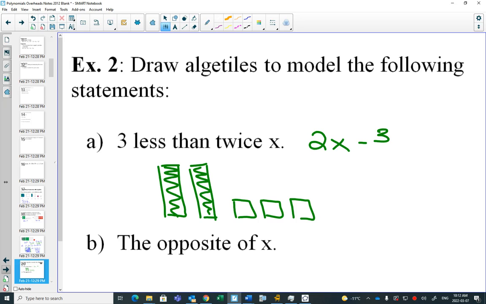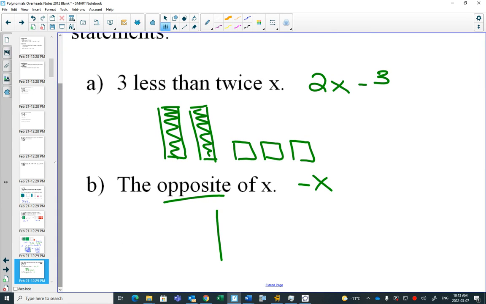Okay. On these ones, I think the red ones are negative, so there's no fundamental difference, all the Algetiles have the same kind of look. The opposite, we had that word on our first test. Opposite means put a negative in front of it. So the opposite of x is just negative x. How do we draw negative x? We just draw our x tile without shading it in.